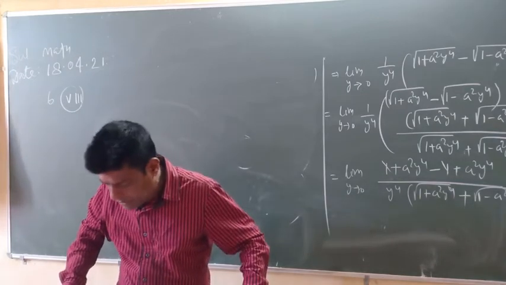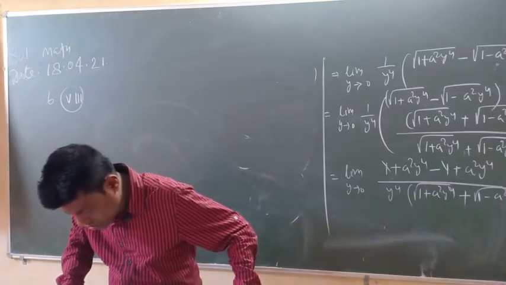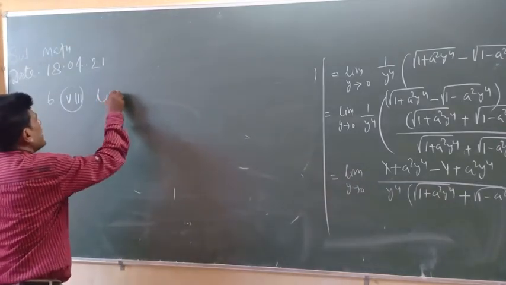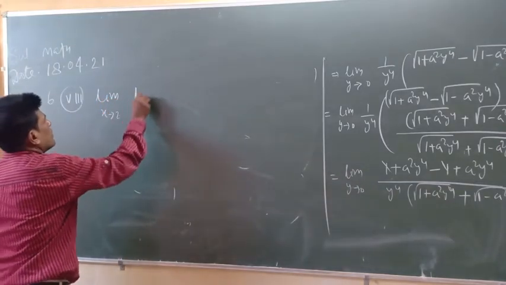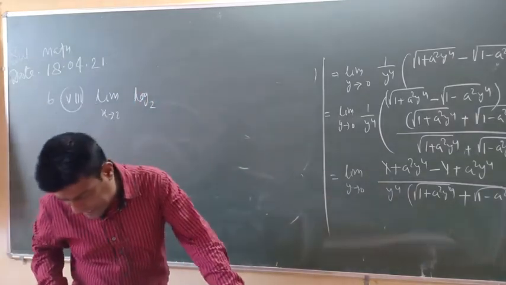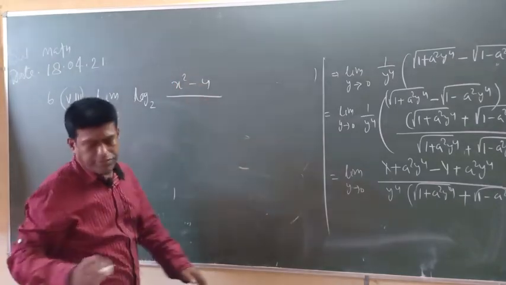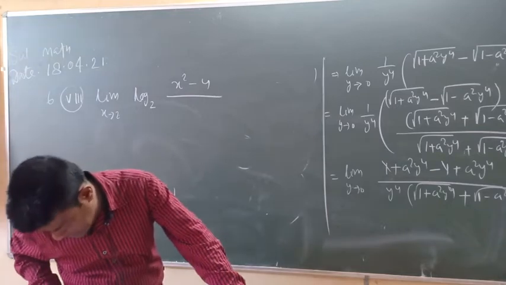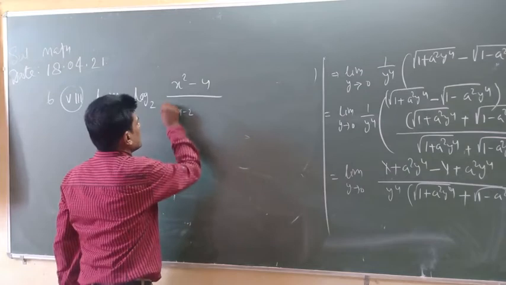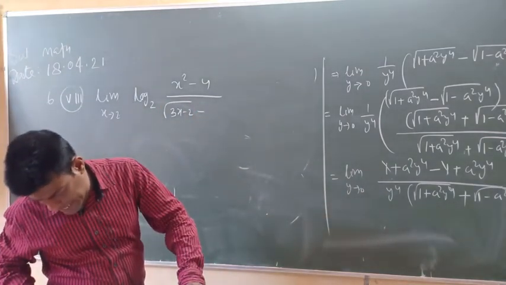Limit x tends to 2, log base 2 of x square minus 4 divided by 3x minus 2 root minus x plus 2 root.